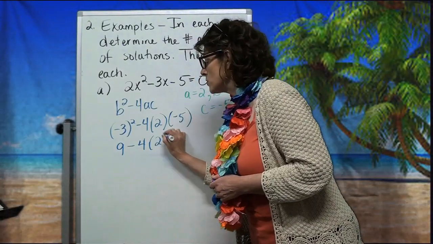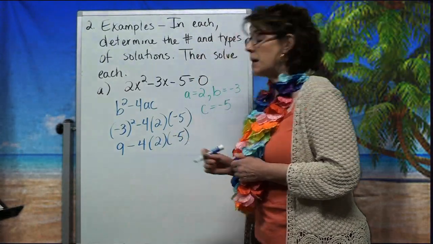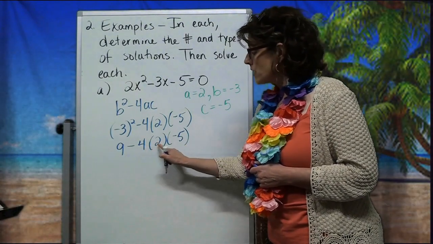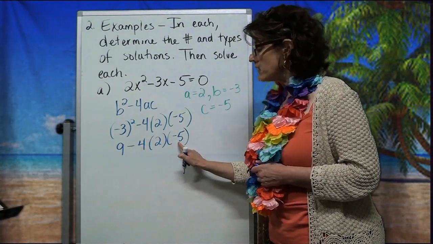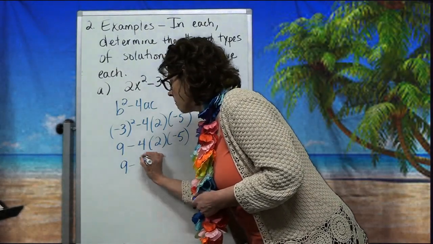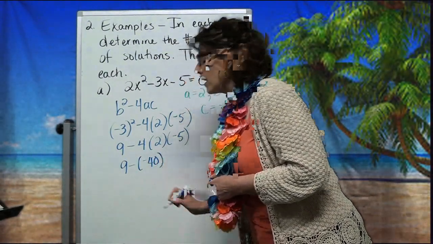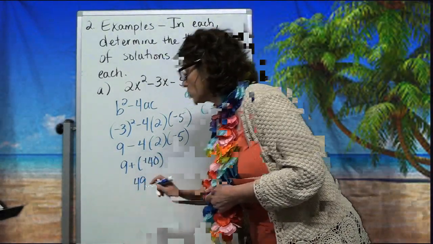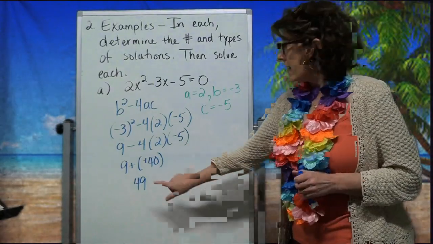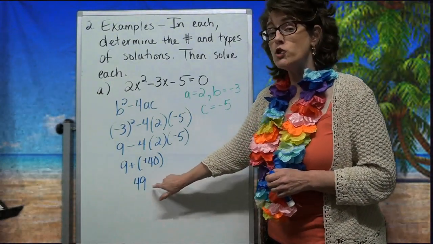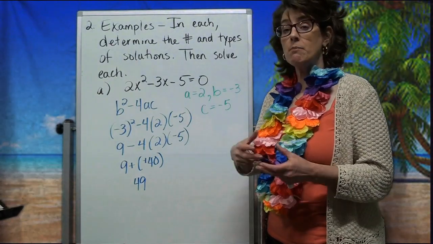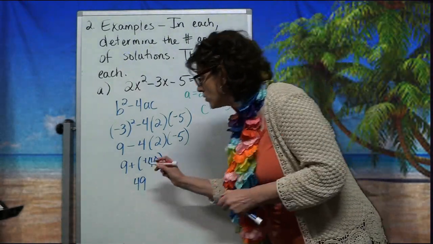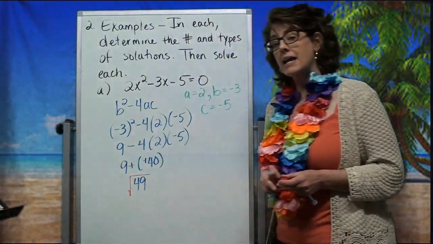And after I do exponents, remember, comes multiplication according to PEMDAS, order of operations. So I'm going to do all this multiplication back here. 4 times 2 is 8. 8 times -5 is a -40. So I've got minus a -40. And subtracting a negative is really adding a positive, and so I've got a 49 as my discriminant. Remember, this is the number that's going to go underneath the radical in my quadratic formula. So thinking about the fact that this is going to go underneath a radical, I'm going to end up taking the square root of it.